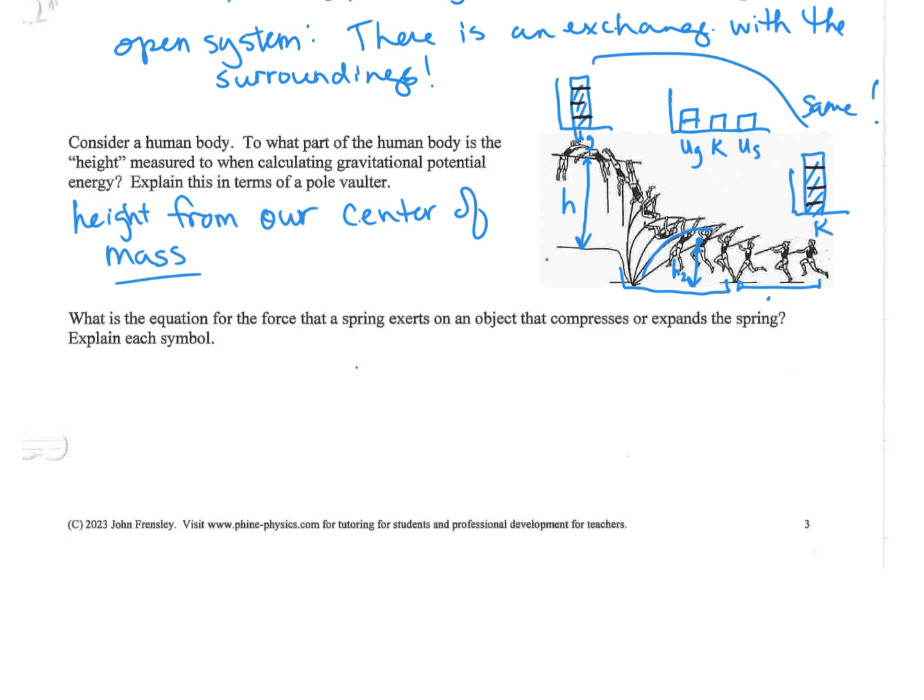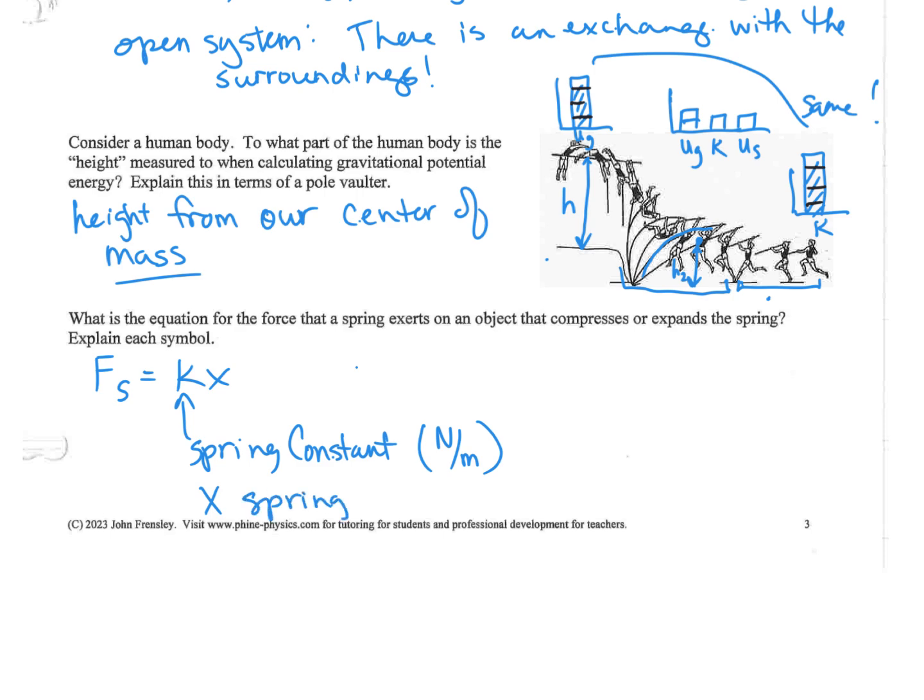Now, what's the equation for the force that a spring exerts on an object? Well, we know spring force is equal to Kx. That's my equation. This is my spring constant. Units, of course, are in newtons per meter. You know that. And x is going to be the spring stretch, the spring stretch from equilibrium point.